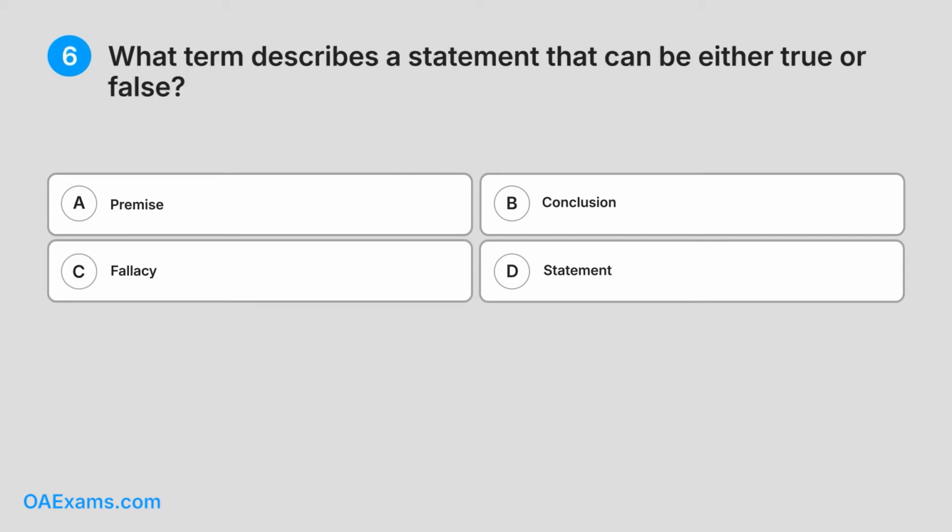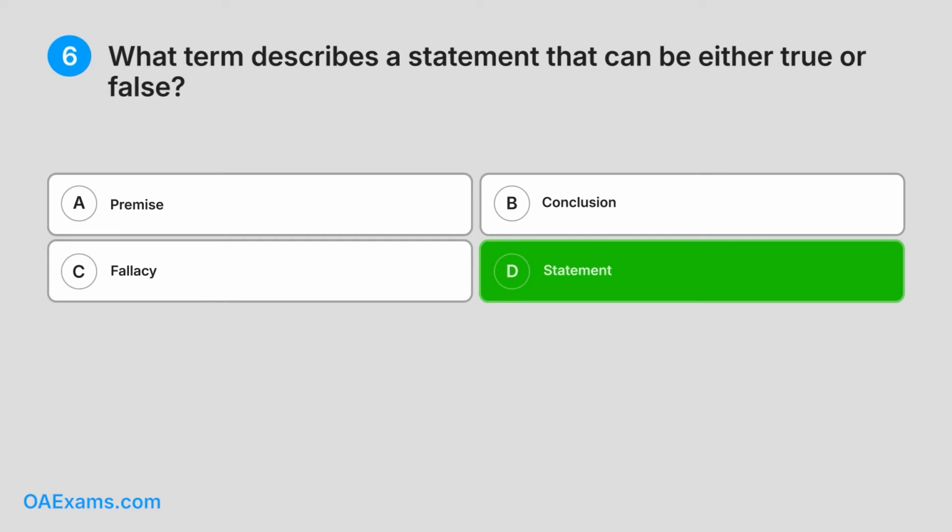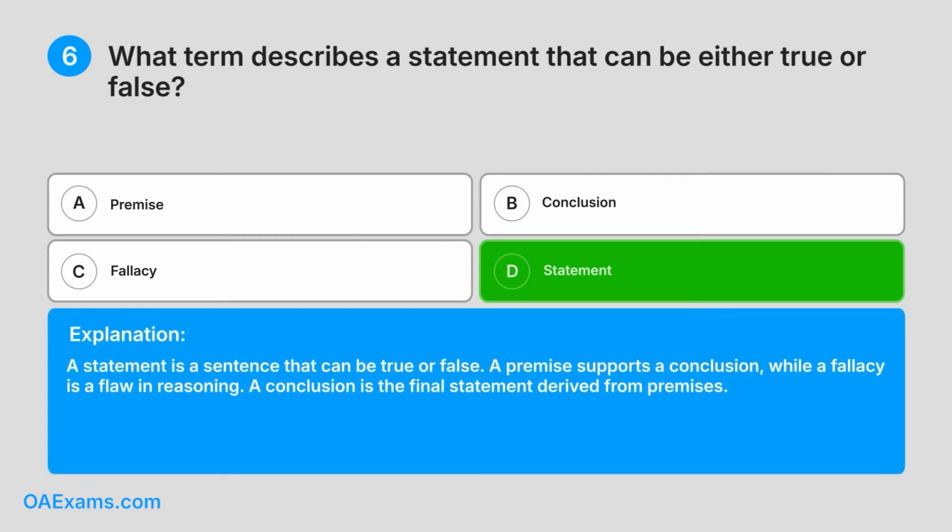6. What term describes a statement that can be either true or false? A. Premise. B. Conclusion. C. Fallacy. D. Statement. Can you guess the answer? Correct answer. D. Statement. Explanation. A statement is a sentence that can be true or false. A premise supports a conclusion, while a fallacy is a flaw in reasoning. A conclusion is the final statement derived from premises.